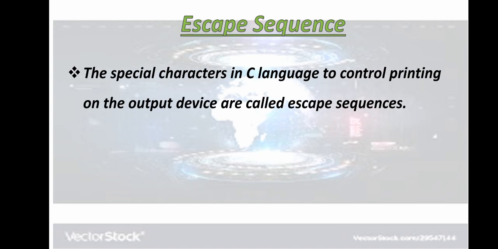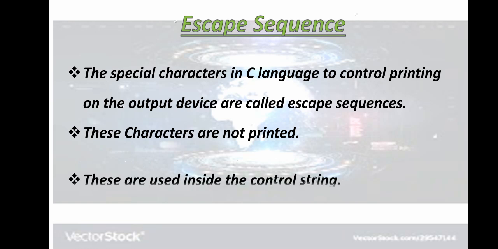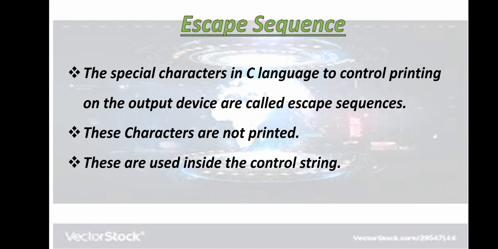Then, what is an escape sequence? The special characters in the C language that control printing on the output device are called escape sequences, like \n, which is used to move the text to the next line. These characters are not printed; they just perform their function. You can write it in the statement, inside inverted commas, like \n and the value of a is %d. So it is used in the control string.